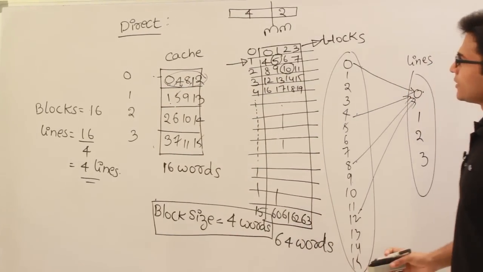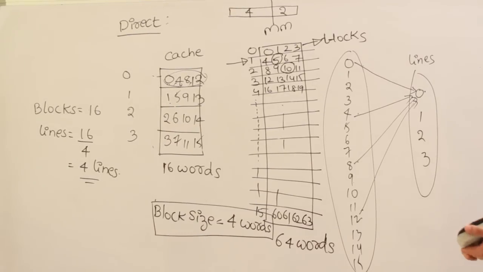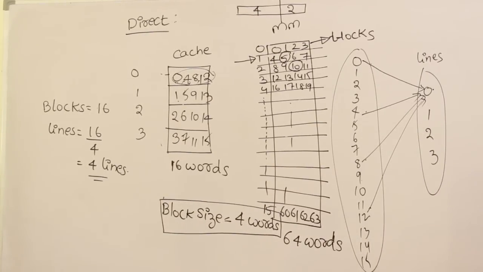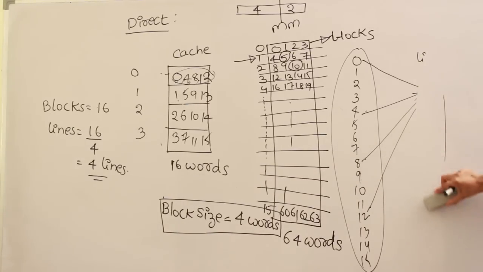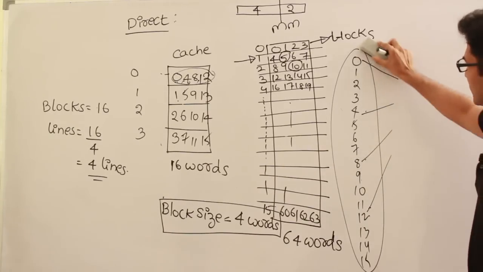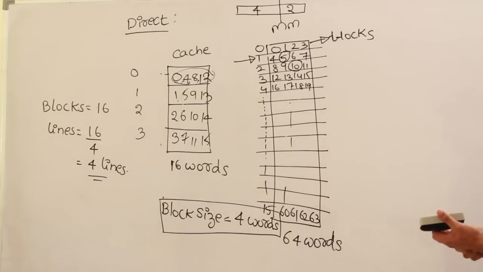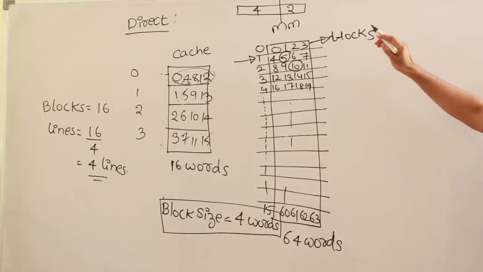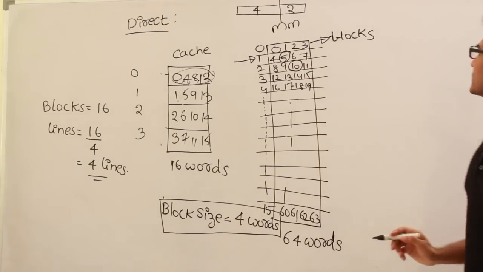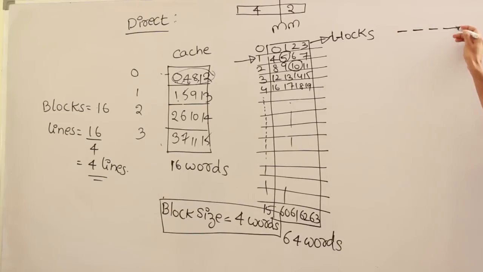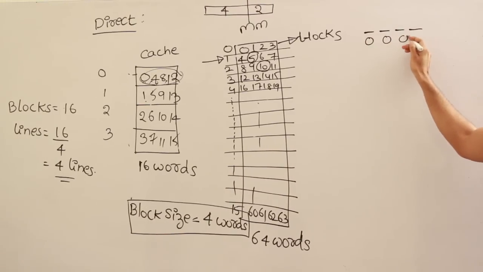So what does it really mean? What is the logic behind it? Why are we doing it? If you look into the addresses, it will give you some hint. Let me say the block number. How many bits are there in the block number? 4 bits, isn't it? So let's say the 4 bits are like this. These are the block number bits. 10000.